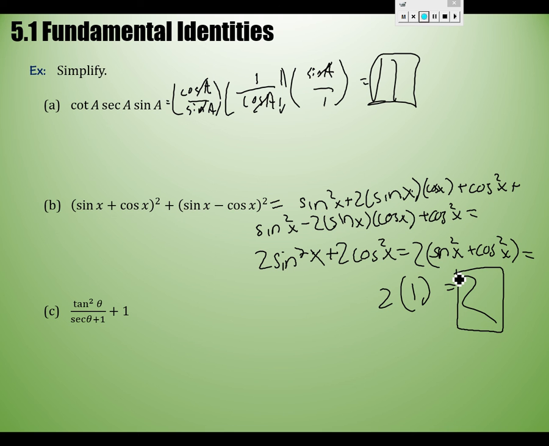Anyone willing to do it? C is a little tricky. Think about tan squared and what maybe you could replace that with. Something we talked about. And then just remember your algebra too.